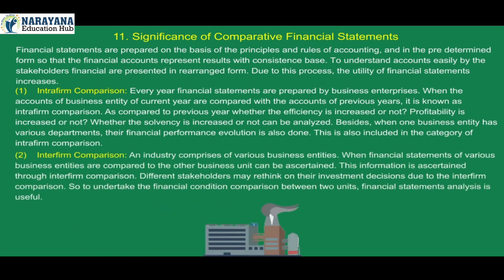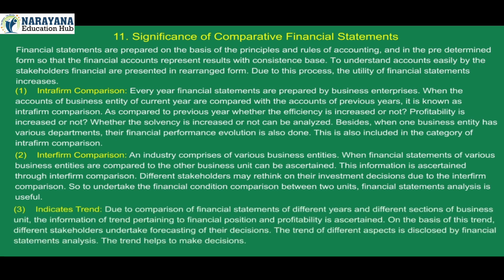2. Inter-firm comparison. An industry comprises various business entities. When financial statements of various business entities are compared, the position of one business unit relative to the other can be ascertained. This information is ascertained through inter-firm comparison. Different stakeholders may rethink their investment decisions due to the inter-firm comparison. So to undertake the financial condition comparison between two units, financial statement analysis is useful.